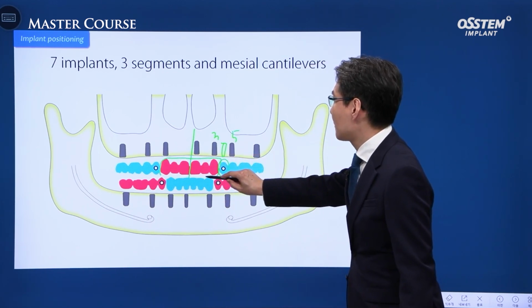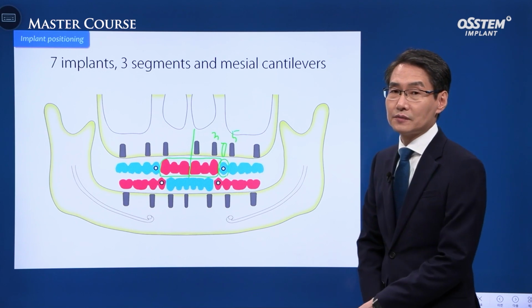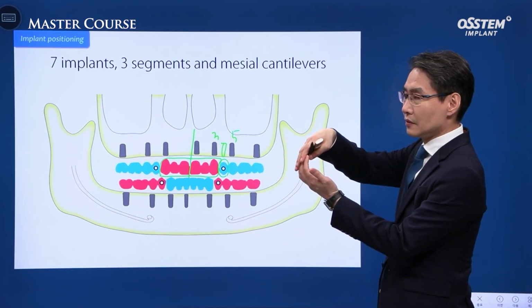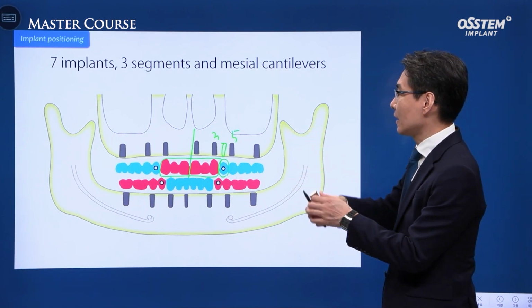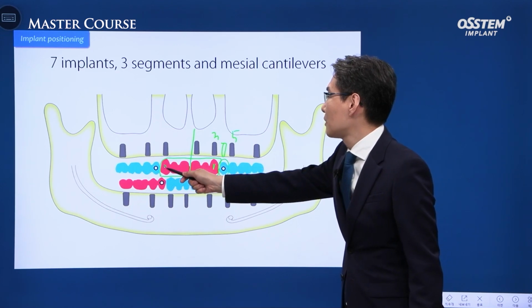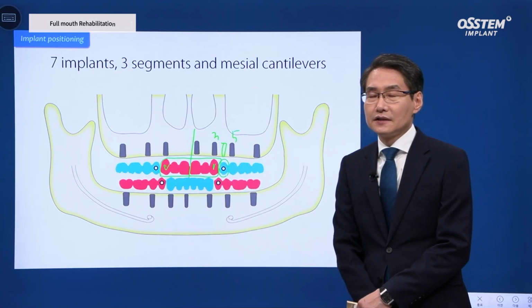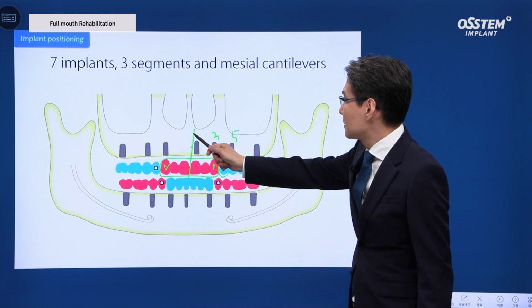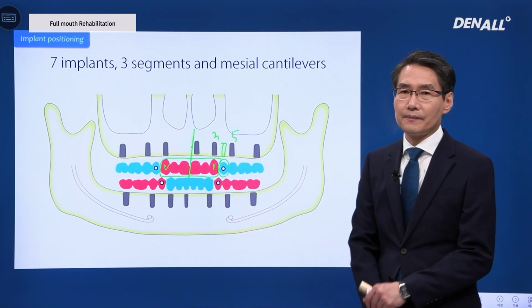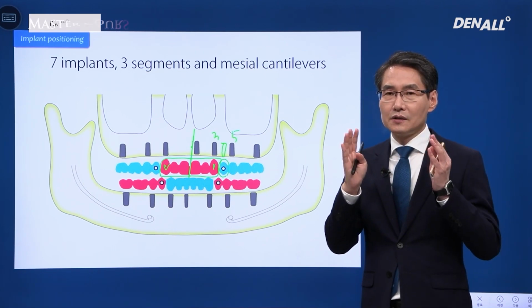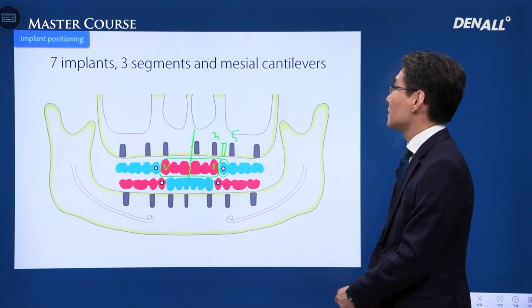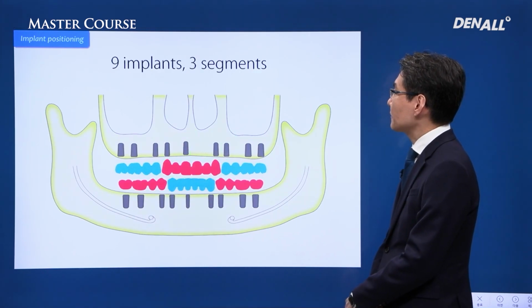In the anterior area, I tend to do it cross-arch from 3 to 3 because in the upper anterior area, it is subject to very unfavorable labial force when the lower does protrusive movement. That's why we need cross-arch splinting. So even if you place multiple implants here, rather than doing segments here or in other areas, it is better to do cross-arch splinting and tying 6 to 7 units.